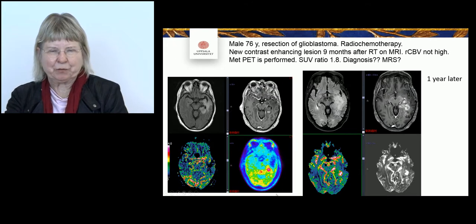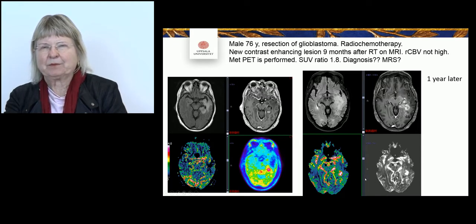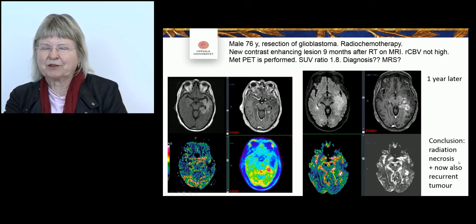The patient came back 1 year later. This is the image I showed you previously, where we have this lesion and the uptake that was not very high. At this time we did MRI with progression of enhancing lesions, new lesions. The perfusion was now high, which it was not before, and we didn't perform methionine PET because now it was regarded as a recurrent tumor clearly, and probably combined with some reactive changes.